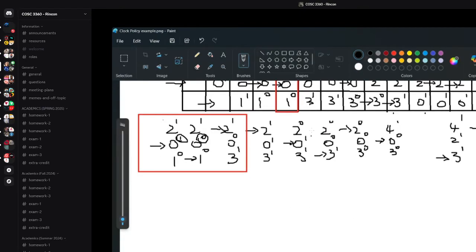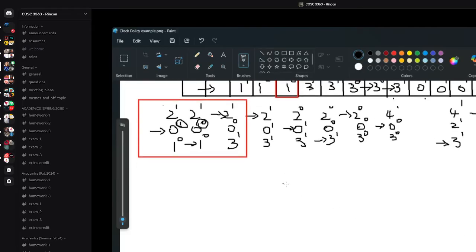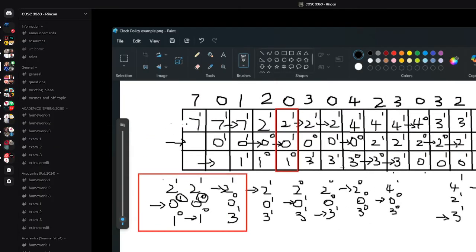Let me actually answer some of the questions first. The only situation where the pointer doesn't move when you change the bit from 0 to 1 is when you replace something that already exists. So for example, at this step right now, 2 already exists. It's already in here and it doesn't have a use bit. So all we have to do is just turn it on and keep the pointer. Yeah, that's the only scenario where the pointer does not change.